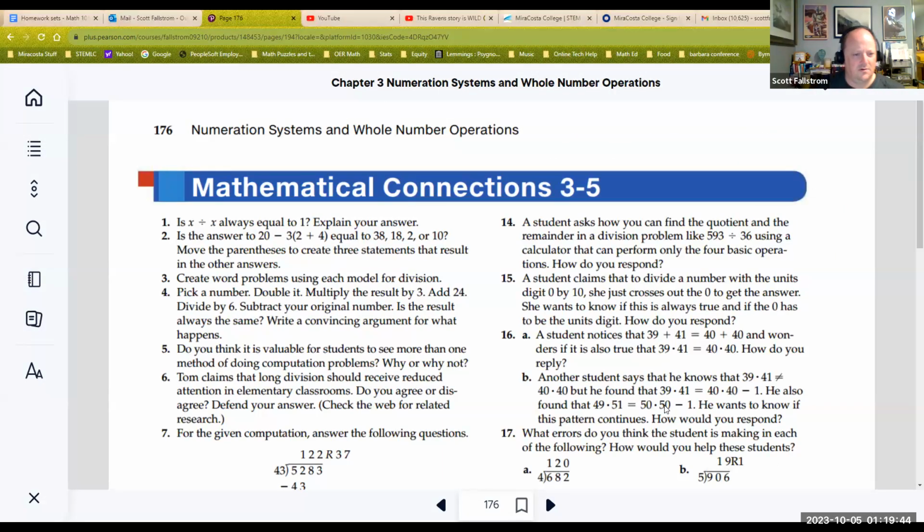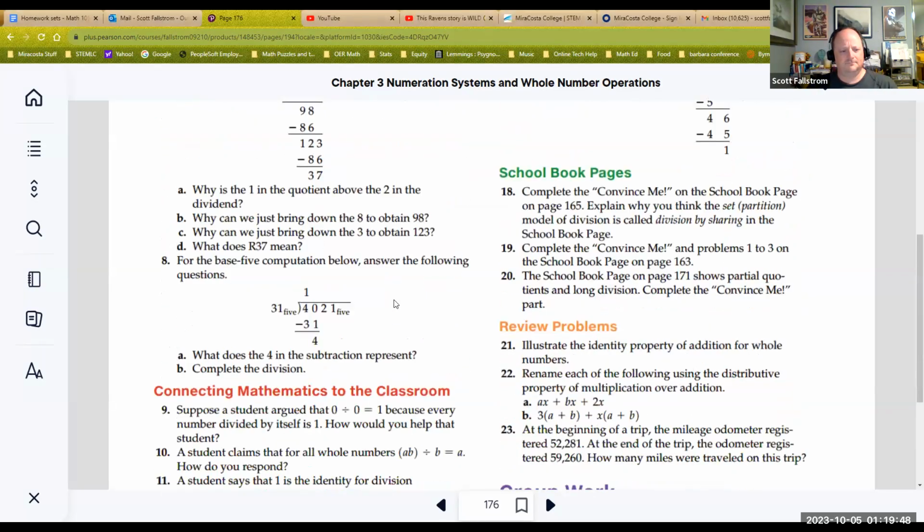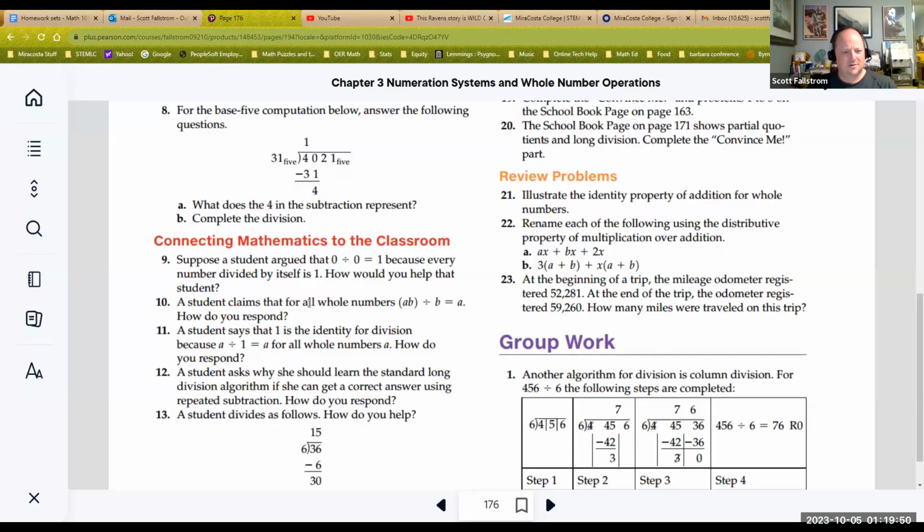And we are on question 10. A student claims for all whole numbers, AB divided by B is equal to A. Okay, well, let's take a look. Because we're dealing with division, I would strongly recommend every time you have a new mathematical concept, go back to what it means. What does division mean?